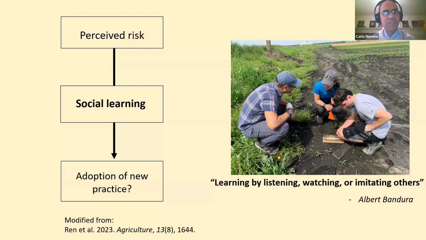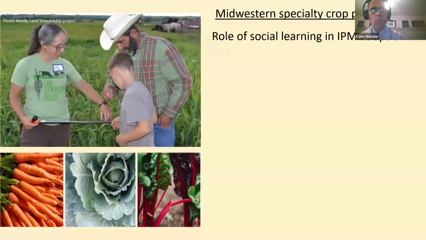That modifies this heuristic, because through social learning, our perceived risk can lower, and that could influence us to adopt a new practice. This is something that's been studied time and time again in the world of social psychology. So I bring all of this up to raise the question: what is the role of social learning in IPM adoption?